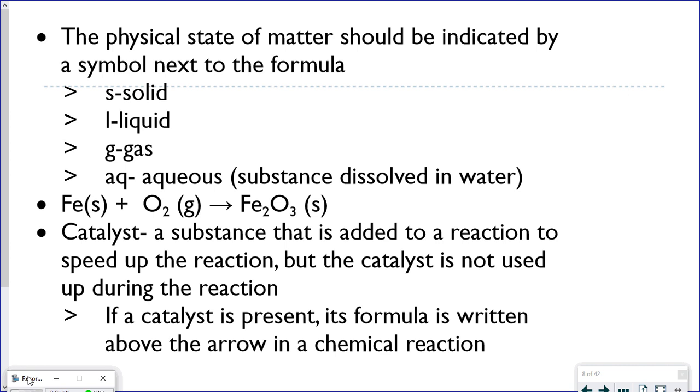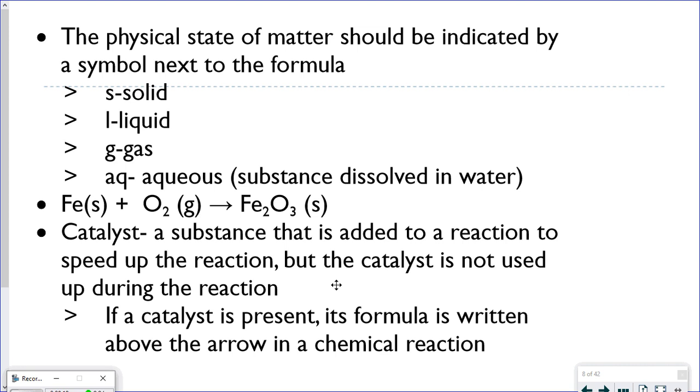So if we add that to our same rust formula, so iron, metals are going to be solids when they're by themselves, except for mercury that will be liquid, plus oxygen. Most of our molecular compounds will be gases, except for stuff like water that will be liquids. And then the iron 3 oxide, we're going to go over in a later video how you know the state of matter of these ionic compounds. So I'm going to go ahead and tell you that this will be a solid.